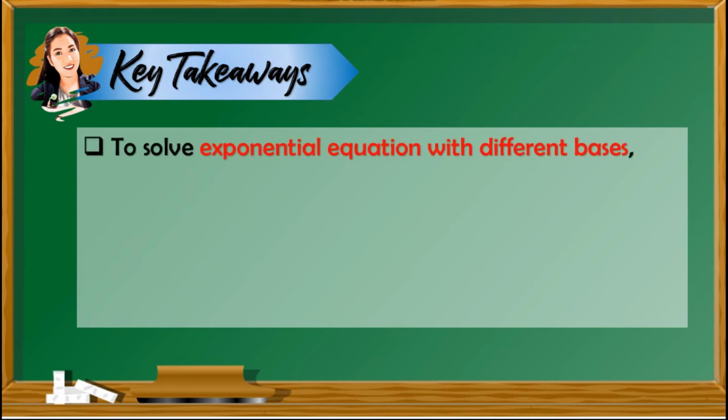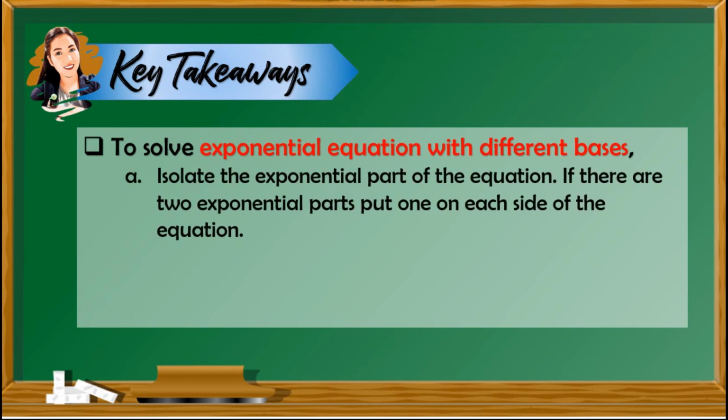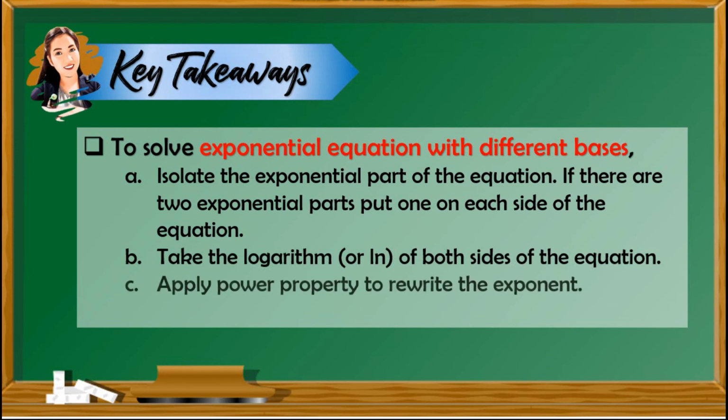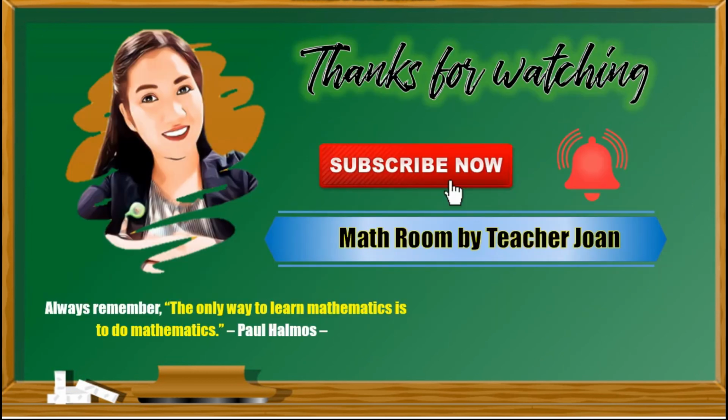To solve exponential equation with different bases, you need to isolate the exponential part of the equation, and if there are two exponential parts, put one on each side of the equation. Next is to take the logarithm, either the common or natural log of both sides of the equation. Third, apply the power property to rewrite the exponent. And last, solve for the value of the variable. Here is the end of our discussion about solving exponential equations with different bases.